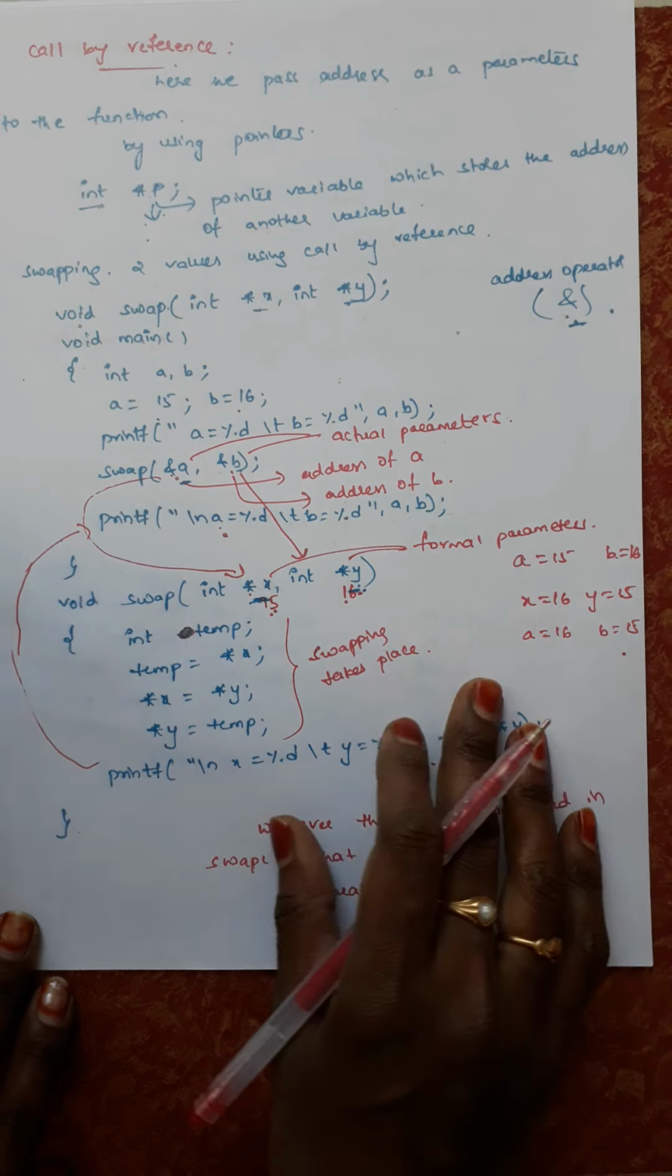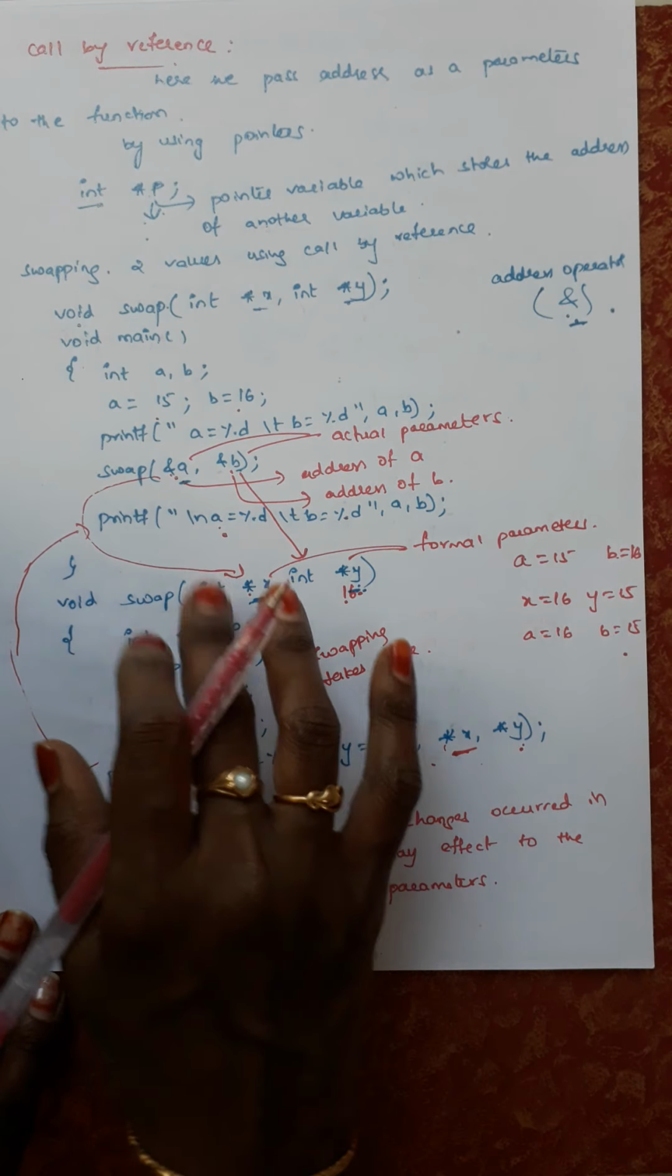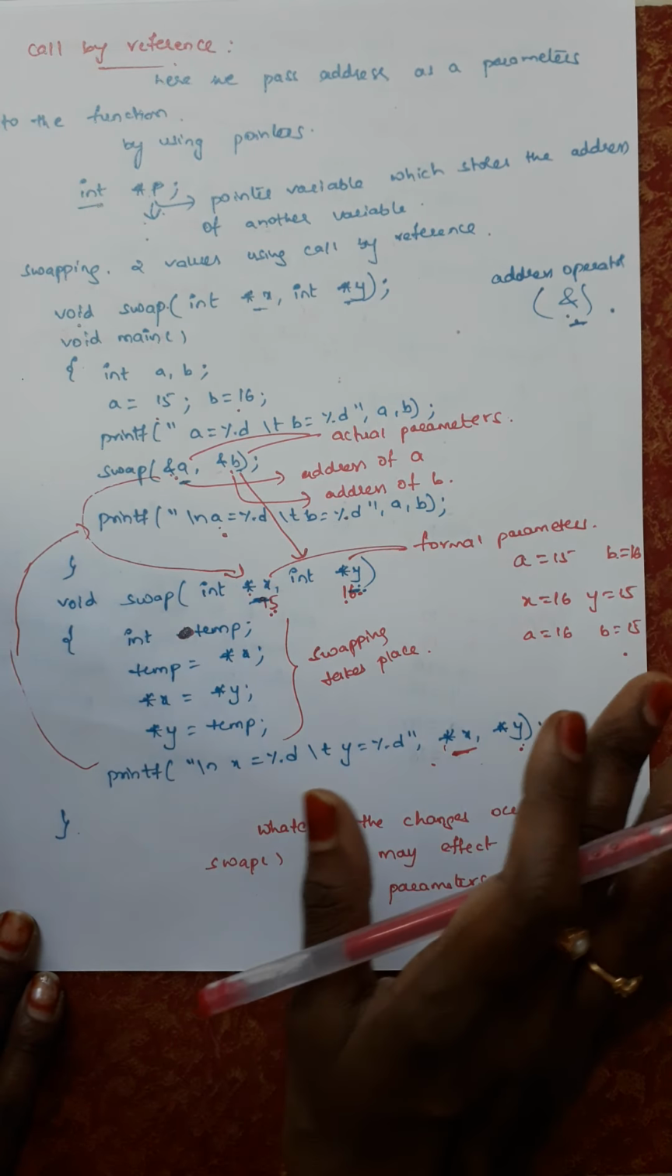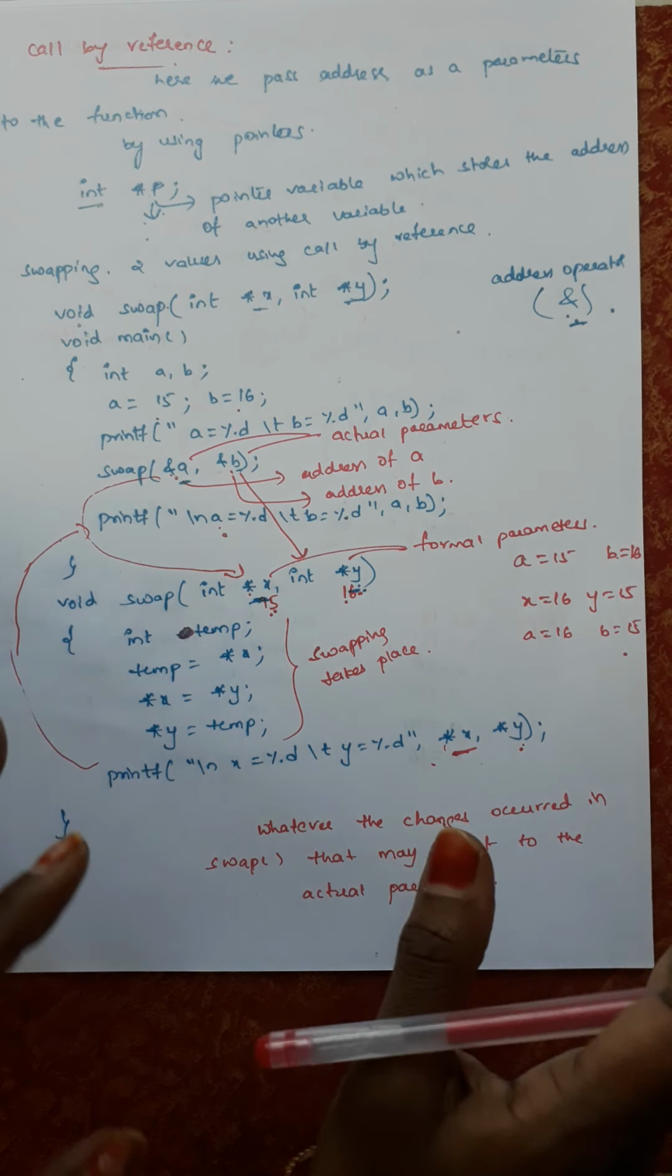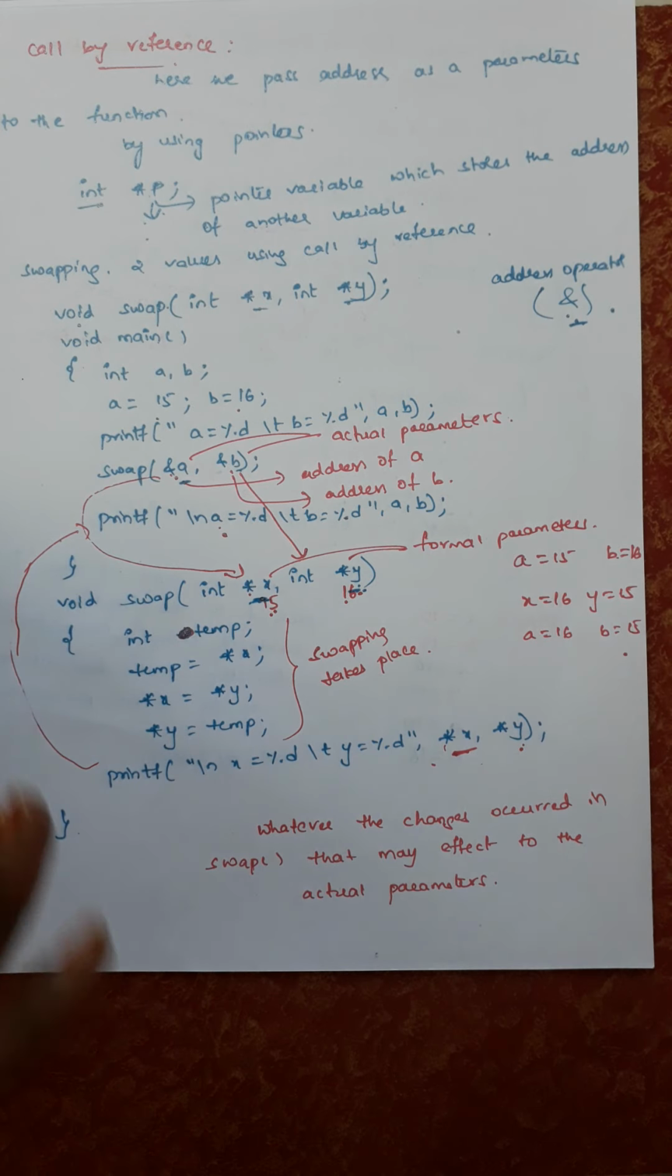Then in call by value, there are no manipulations, no effect, it does not affect the actual parameters. So that is the main difference between call by value and call by reference.